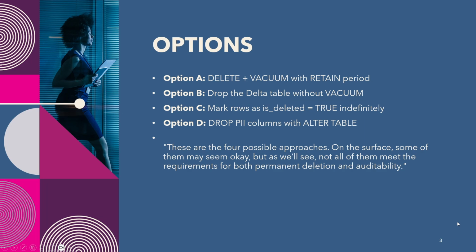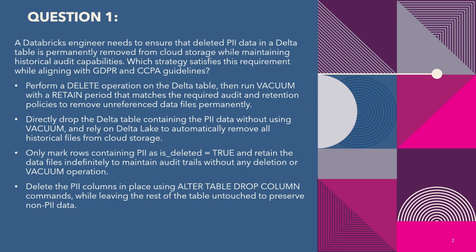Option D suggests using alter table drop column. That removes columns from the table schema, but it doesn't guarantee the underlying Parquet files are scrubbed or removed immediately. Because of Delta Lake's file versioning, previous file versions may still contain that PII, so this by itself is insufficient for permanent deletion.